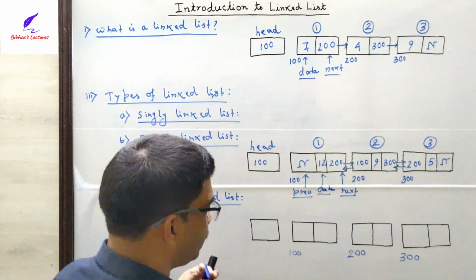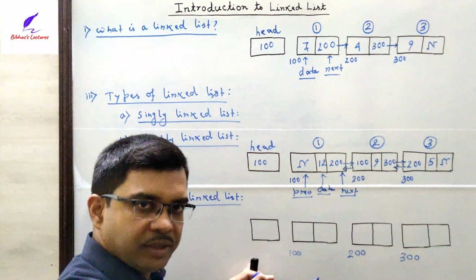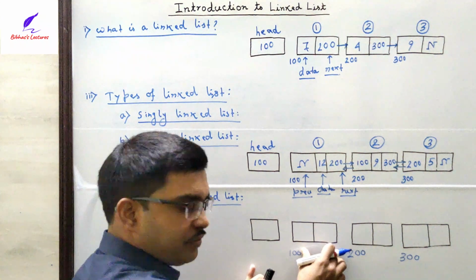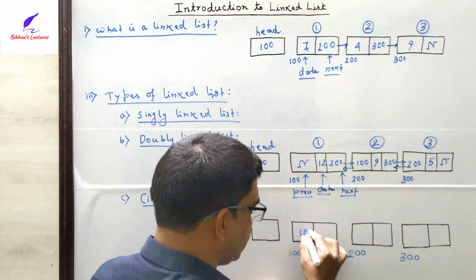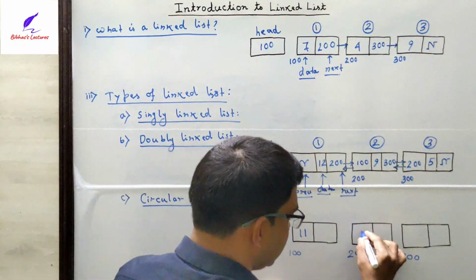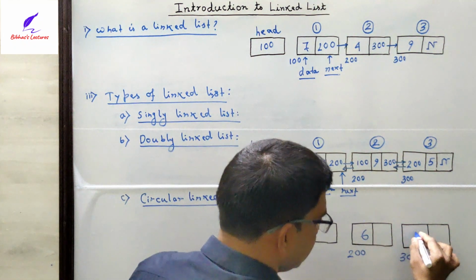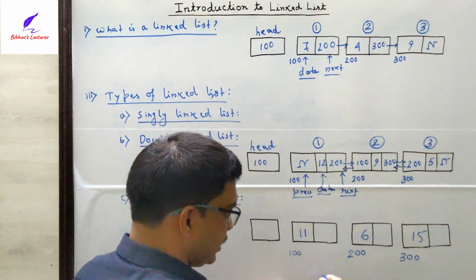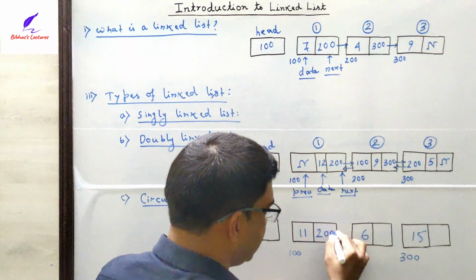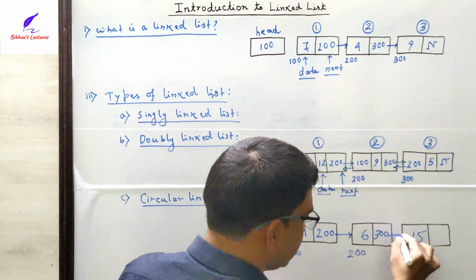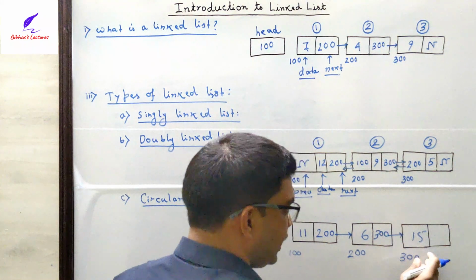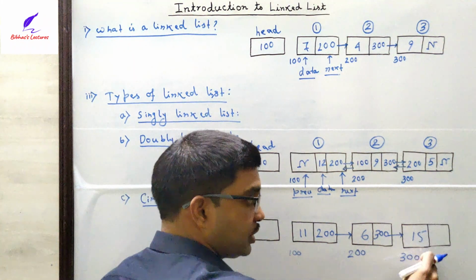Okay, so suppose we are considering a singly circular linked list. So each and every node is having two parts. So suppose these are the elements we have stored: 11, then 6, and then 15 in the data part, and 100's next part is 200, 200's next node is 300, so it will contain 300, and 300's next node. In case of a singly linked list, we have stored null because that was the last node.